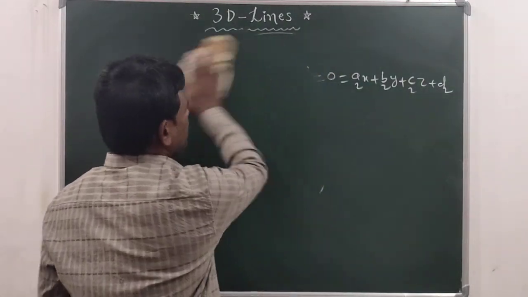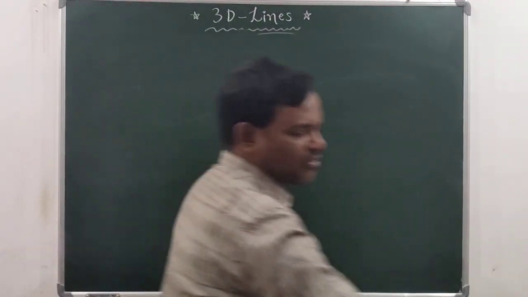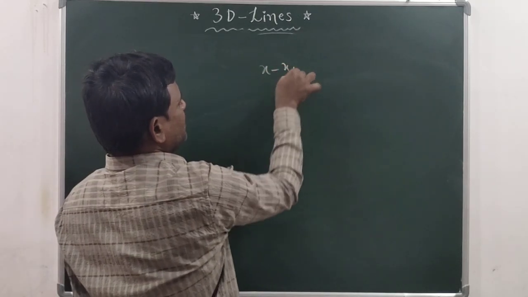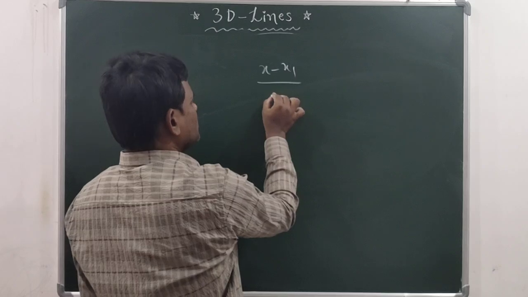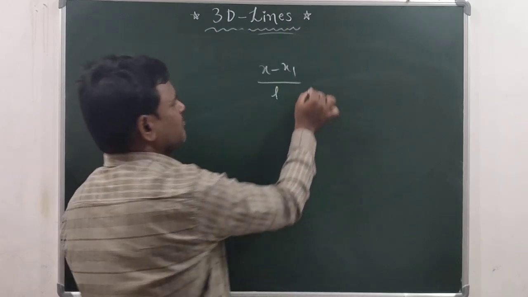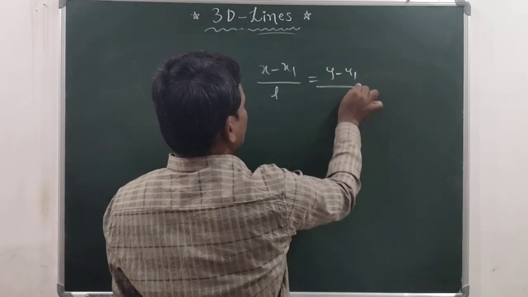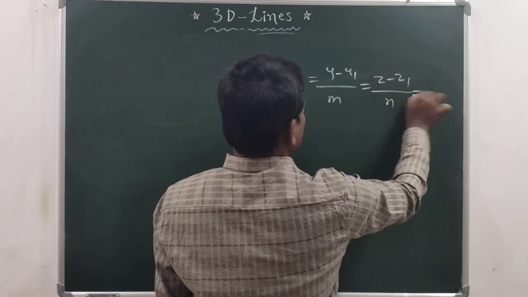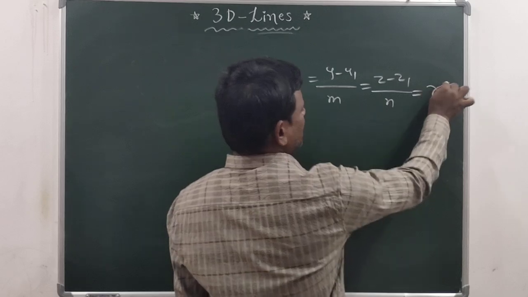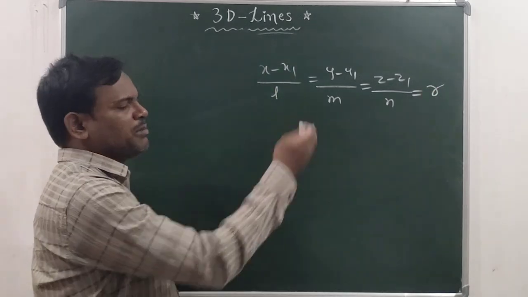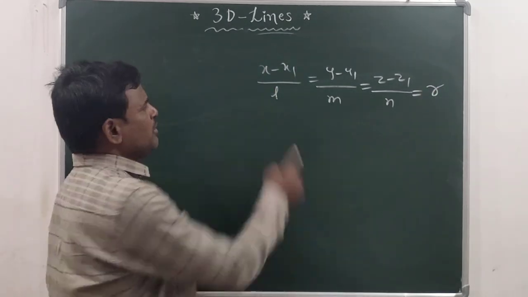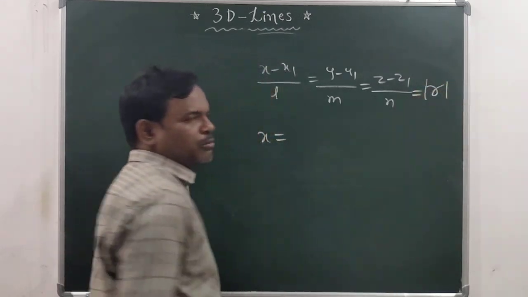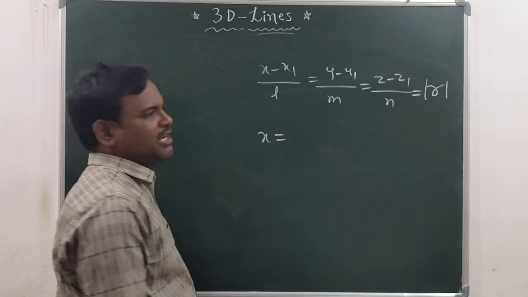See, parametric form means simply you have to see this symmetrical form: x minus x1 by l, or you can take it as a, y minus y1 by m, now z minus z1 by n, which is equal to, shall I take it as r? So that r may be positive or negative, we don't know. So now x equal to, what do you get, students? Otherwise take your mod. If you remove the modulus symbol, you can take plus or minus.